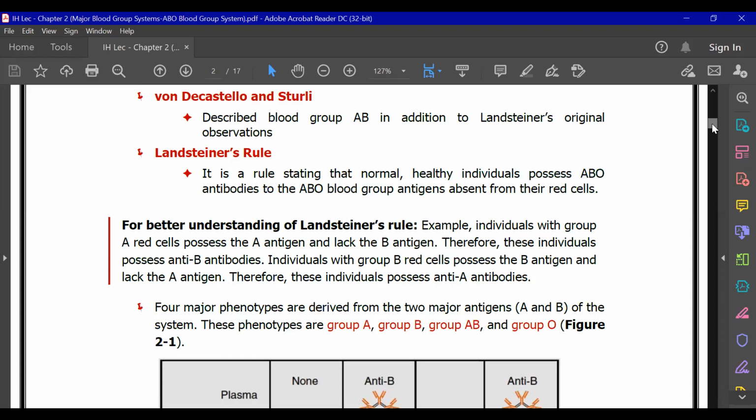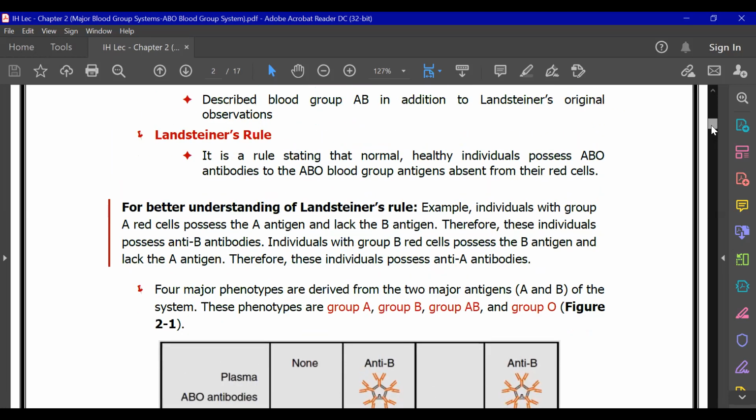Okay, we have here the Landsteiner's rule. This Landsteiner's rule, class, we discussed in our ABO phenotyping. This rule states that in normal, healthy individuals, they possess ABO antibodies against the antigens that are absent from their red cells. So always remember that. In the experiment of Karl Landsteiner in the year 1901, but in some sources 1900, that marked the inception of this rule. His experiment, the discovery of the ABO blood group system, marked the inception of the Landsteiner's rule.